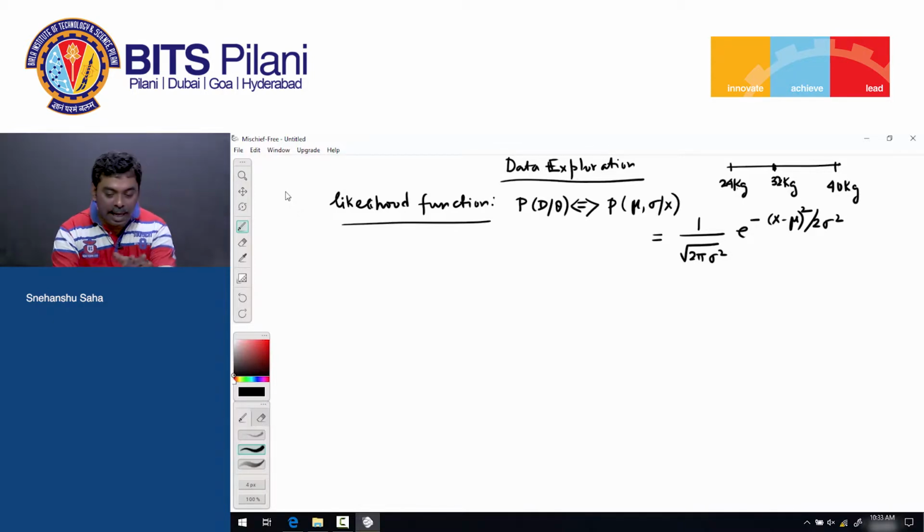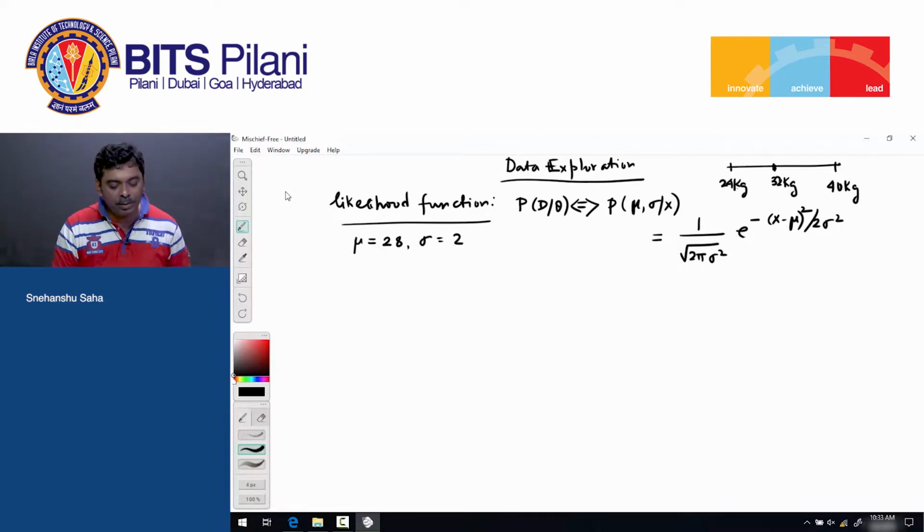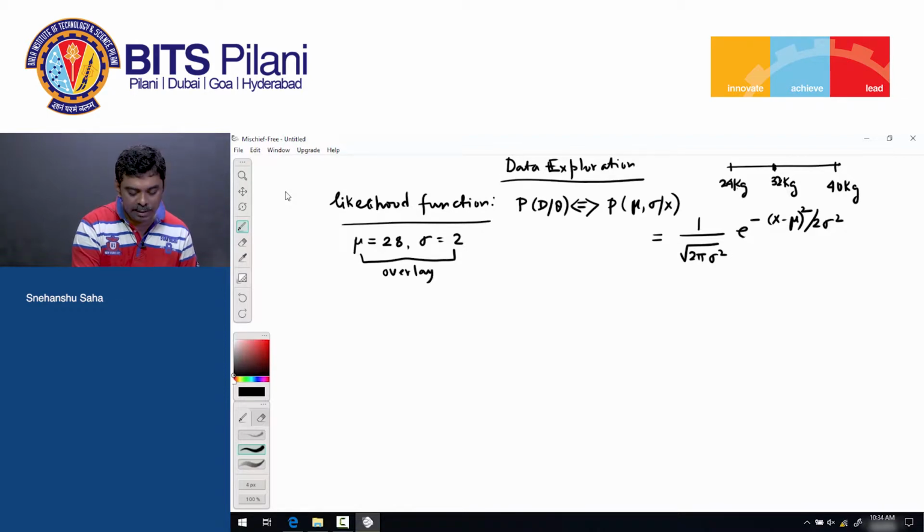Now, I have the data, and I have the form of the density function. So given some value of the mean and some value of the standard deviation, I can just plug in those numbers. Okay. So let's take a single measurement of the weight. And let's say the average is 28 and the standard deviation is 2. Okay. So we are going to overlay the normal density function onto our measurements, or whatever measurements we have.